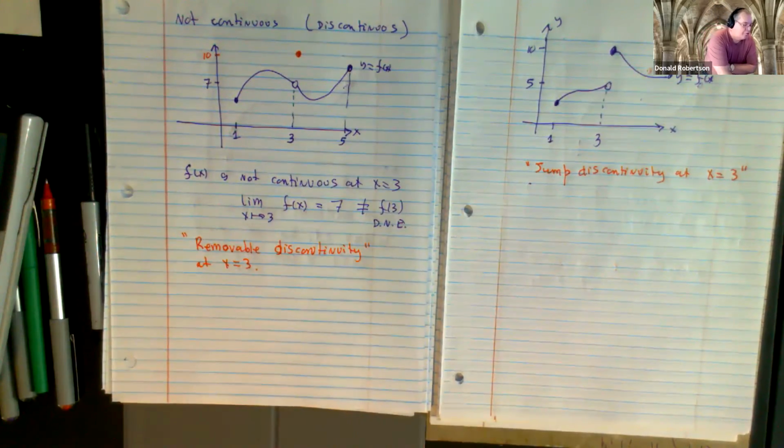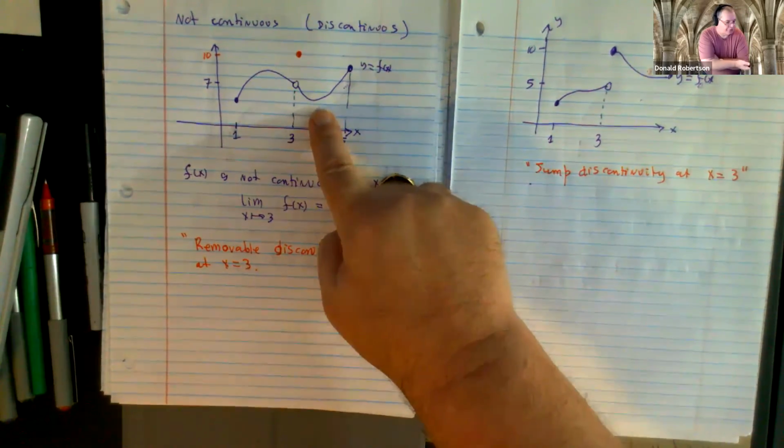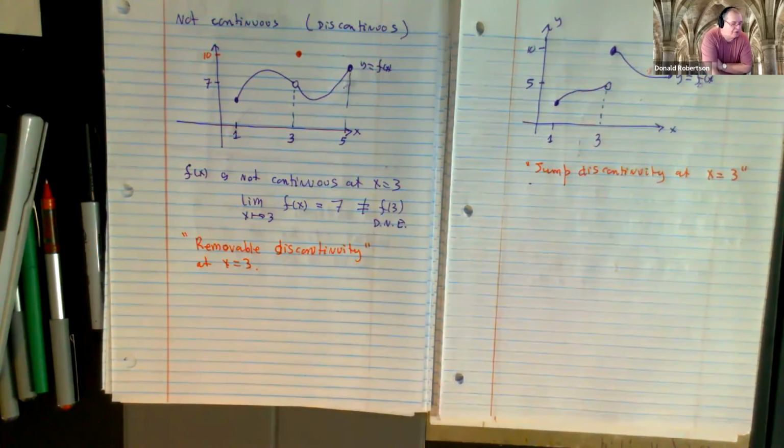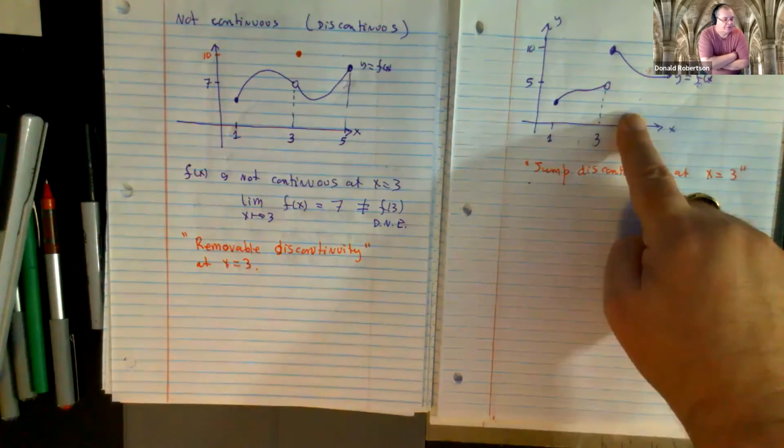So you can have a removable discontinuity, still a discontinuity. You can have a jump discontinuity. That's a very common feature.